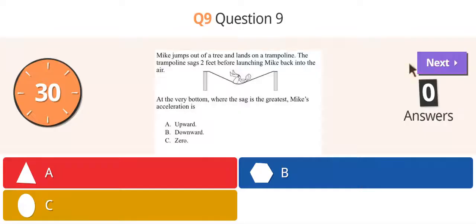And then question 9. Now this person is slowing down on the way down after Mike jumps on that. So that means his velocity is decreasing on the way down, so his acceleration should be pointing upward. The correct answer is A there. That's a tough one.